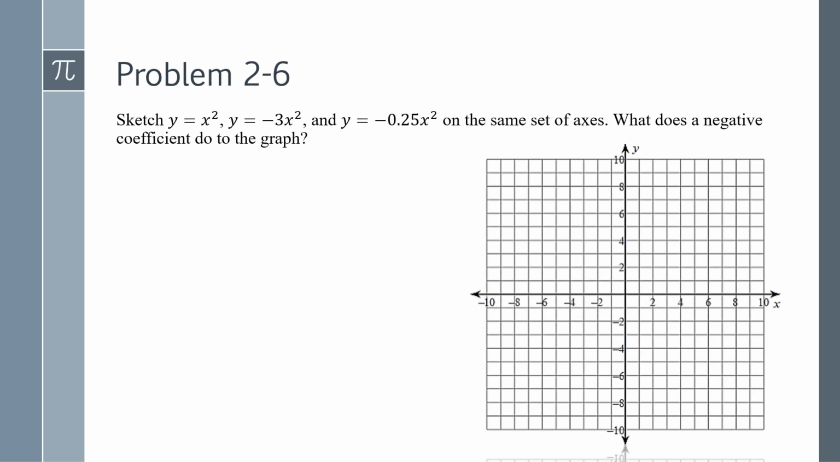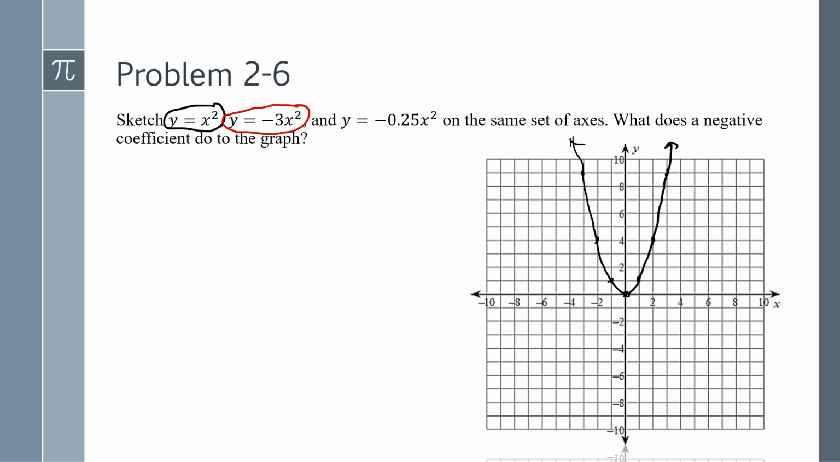Okay, 2-6. We're going to sketch 3 graphs on the same set of axes and then ask ourselves, what does the negative coefficient do? So let's start with x squared. I'll graph this in black. So x squared: 0 squared is 0, 1 squared is 1, 2 squared is 4, 3 squared is 9. Then I can reflect those points. You get those. So there is the graph of x squared. I'm going to do the next graph in red.